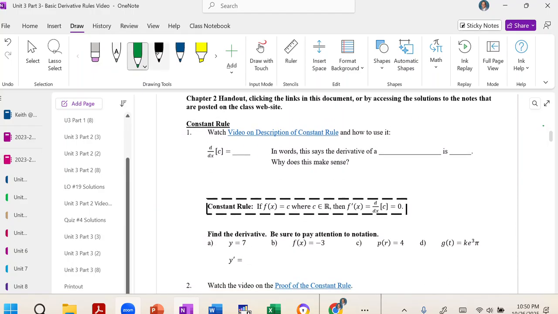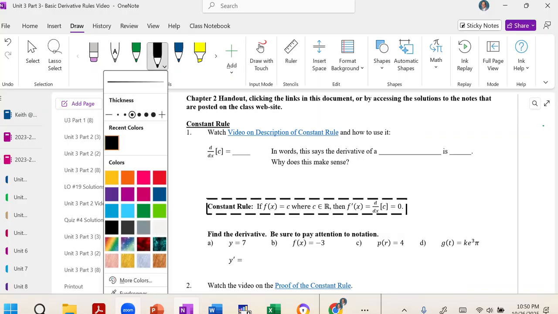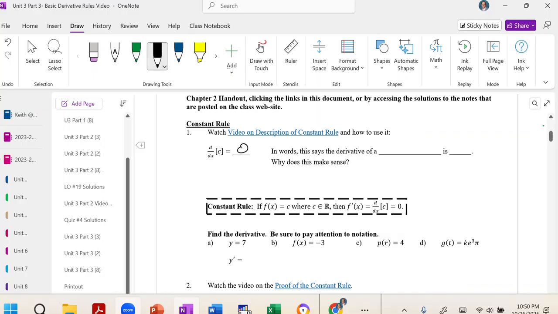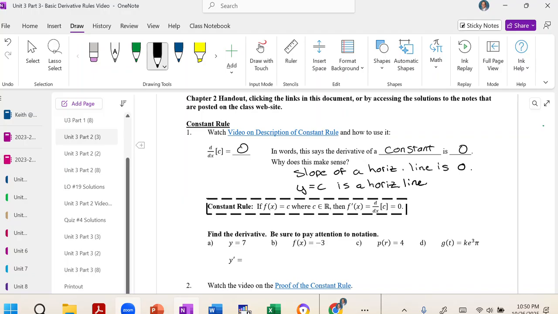The first derivative rule is that the derivative of a constant is equal to 0. In other words, this says the derivative of a constant is 0. And why does this make sense? Well, the slope of a horizontal line is 0. And whenever you take the equation y equals a constant, it is a horizontal line. So therefore, when you take the derivative, the slope will be 0.